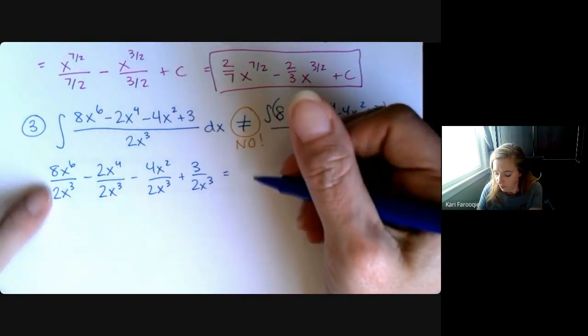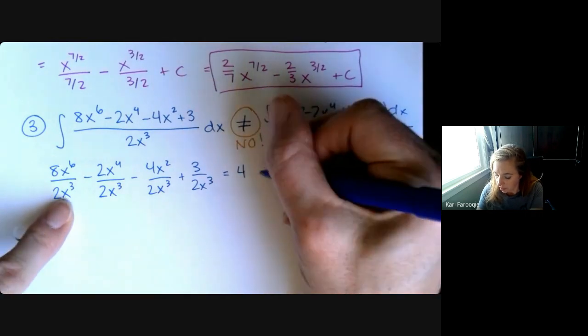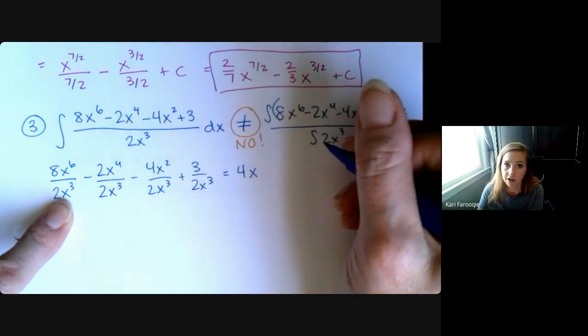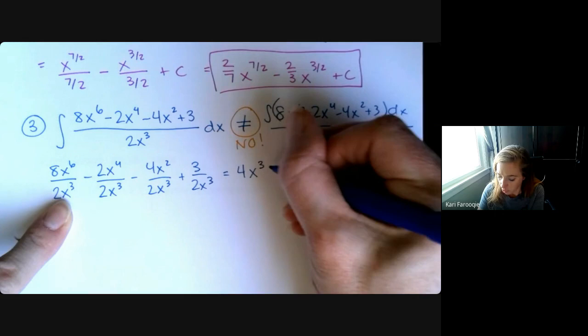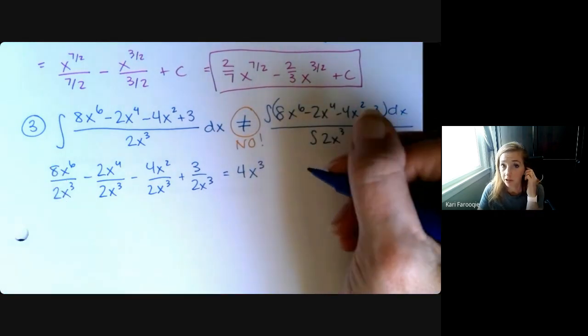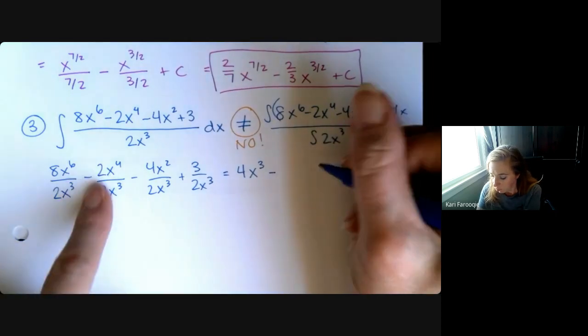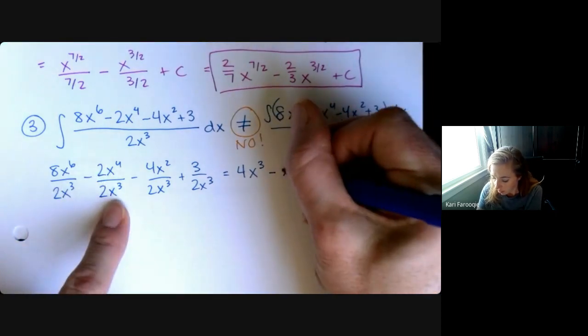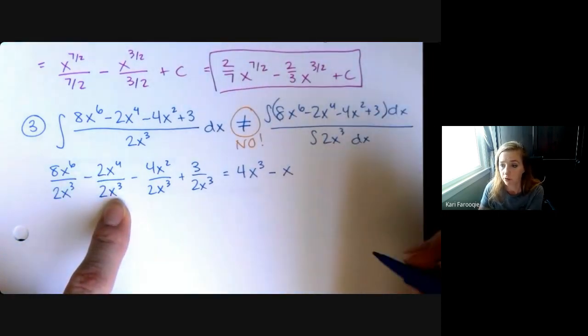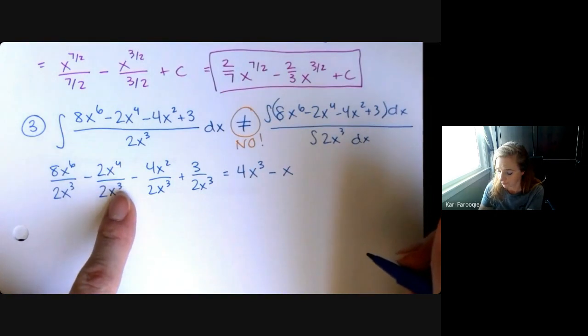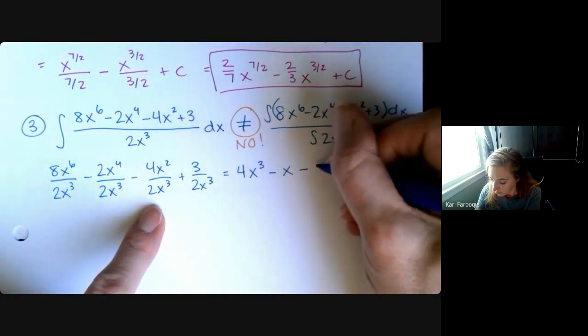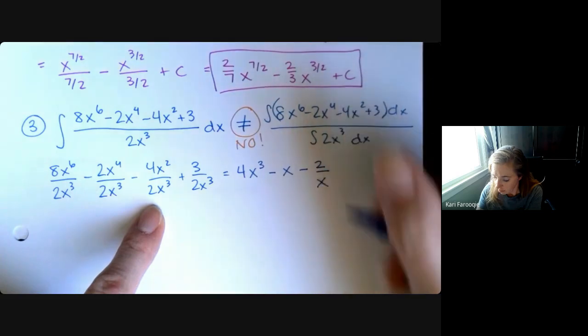So 8 divided by 2 is 4. X to the 6th divided by x cubed is x cubed. Remember, if you're dividing with the same base, you subtract the exponents. Then I have minus 2 over 2 is 1. And then I just have x to the 1st power. 4 minus 3 gives us 1. Then we have minus 2 over x.